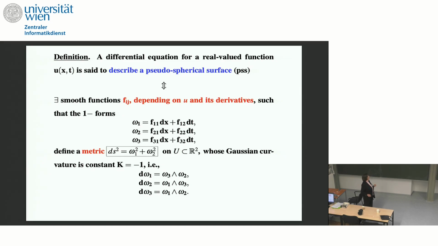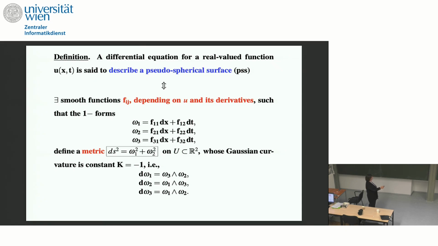When does a differential equation for a real valued function u of x,t describe a pseudo-spherical surface? You need to find 6 functions Fij, which depend on u and its derivatives, such that when I define those forms, omega 1, omega 2, omega 3, the first 2 will define the metric, and omega 3 usually is the connection form, and then you want this to satisfy the structure equations of -1 curvature.